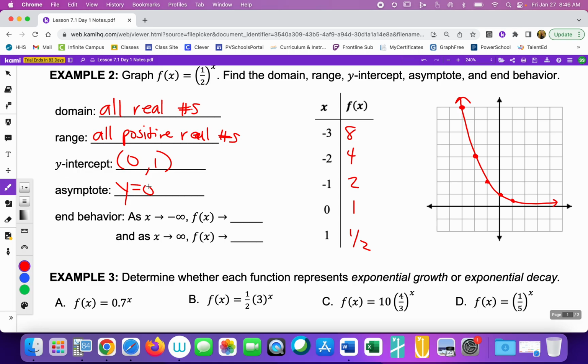And end behavior. As x approaches negative infinity, so the left side of the graph, positive infinity. As x approaches positive infinity, where are the y values going? Towards 0. So for today, if it's decay, it should look like this automatically. If it's growth, it should be the reverse. So it goes to 0 on the left, positive infinity on the right.